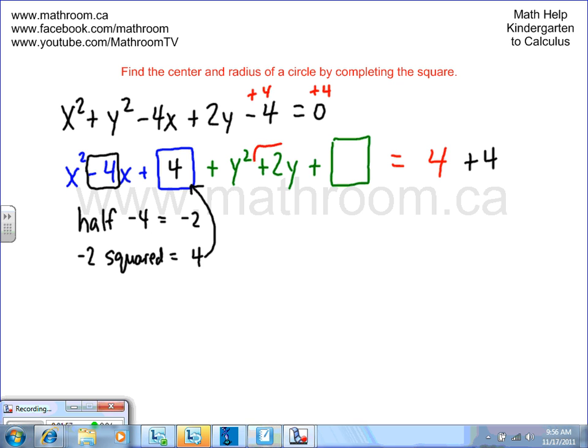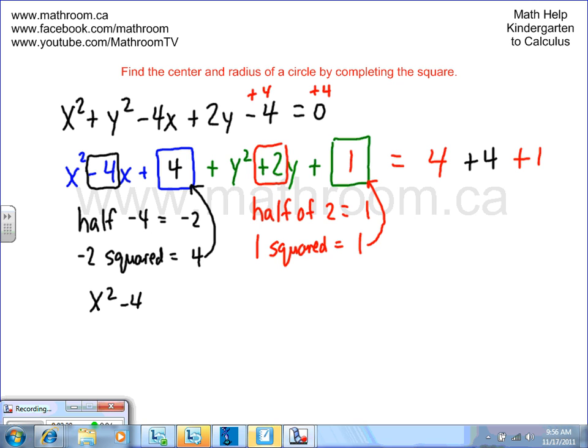And we do the same thing for y now. We look at the coefficient of y, which is plus 2. We take half of 2, which equals 1, and then 1 squared equals 1. 1 times 1 is 1. So we are going to put that in here, 1. But if we add 1 to the left-hand side, we must also add 1 over here. Now we're going to rewrite the equation. We have x squared minus 4x plus 4 plus y squared plus 2y plus 1 equals 4 plus 4 plus 1, which is 9.